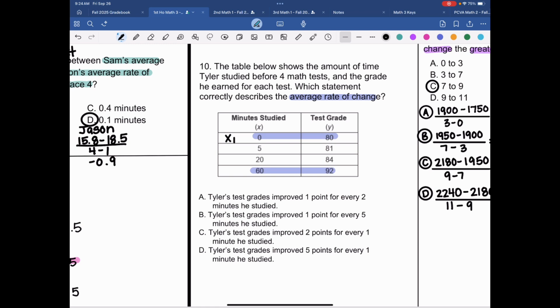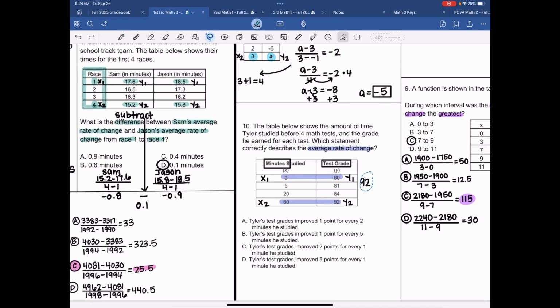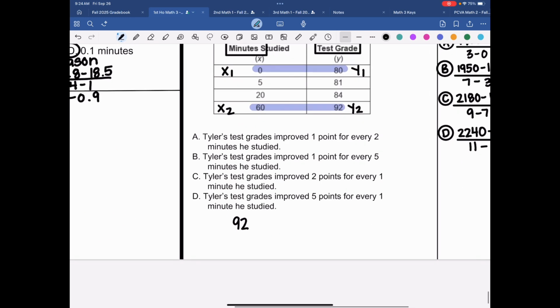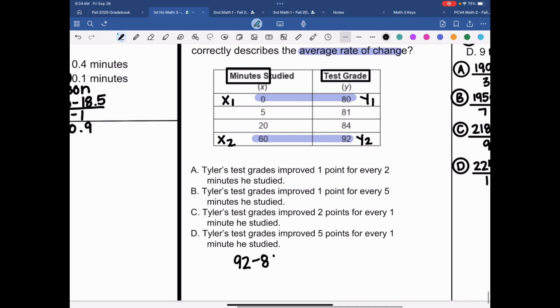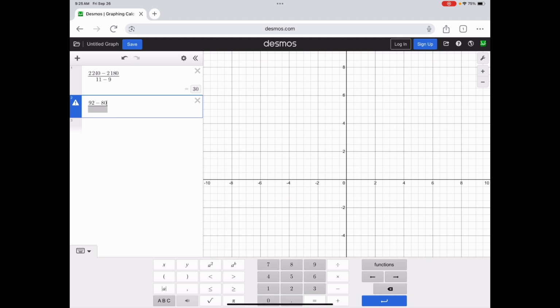So this is going to be x1, x2. That's going to be the minutes that he studied. Then this is going to be Y1, and Y2, that's going to be his test grade. Okay? So when I go to calculate this, I'm going to say 92 minus 80. And then that's going to be 60 minus 0. So for this last one, we're going to put in 92 minus 80. And then 60 minus 0 is just going to be 60.